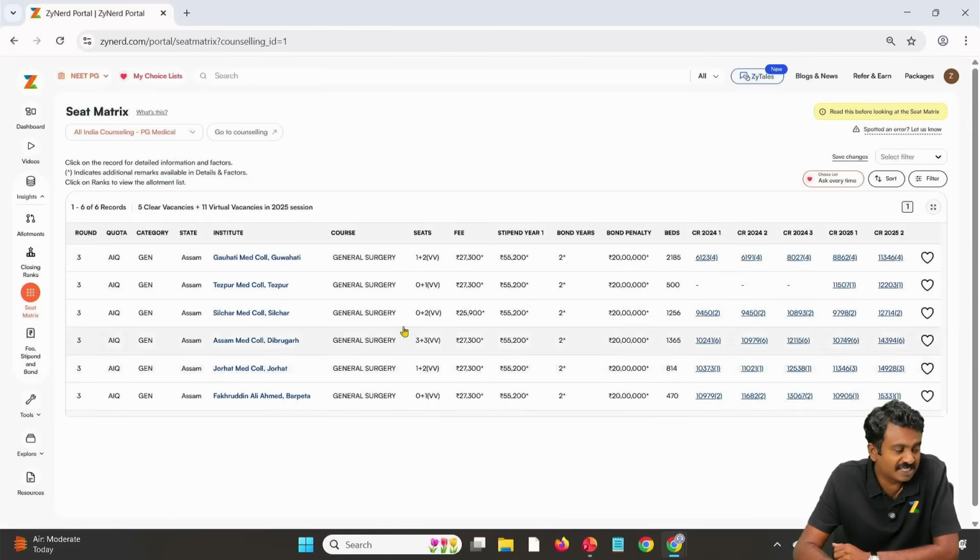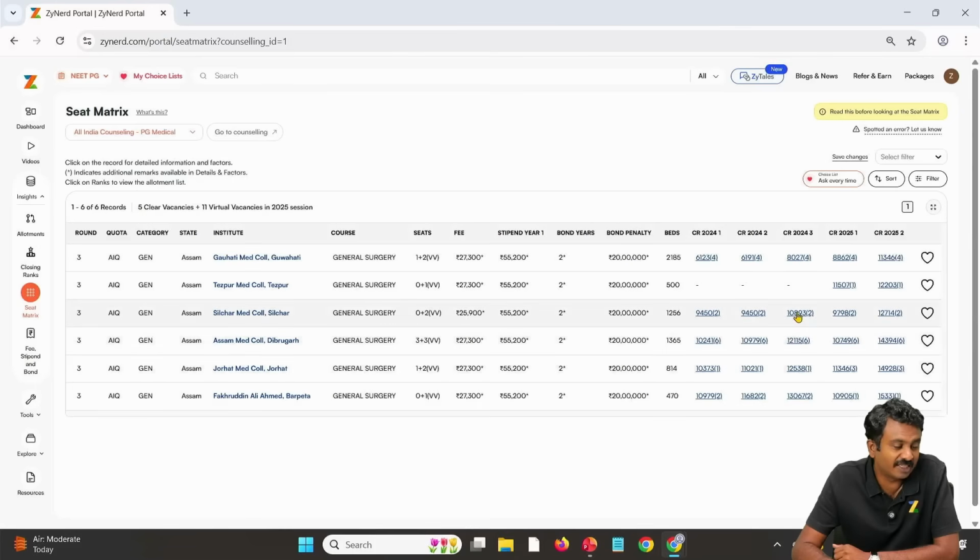Now here we see that Guwahati Medical College has consistently over the years been the first closing medical college. You go to 2023 too, you will see that. So which means I don't need to worry about putting Guwahati within Assam as the first medical college for general surgery. Then you have Tezpur over here, which is also consistent. Last year there were no seats, but still consistent.